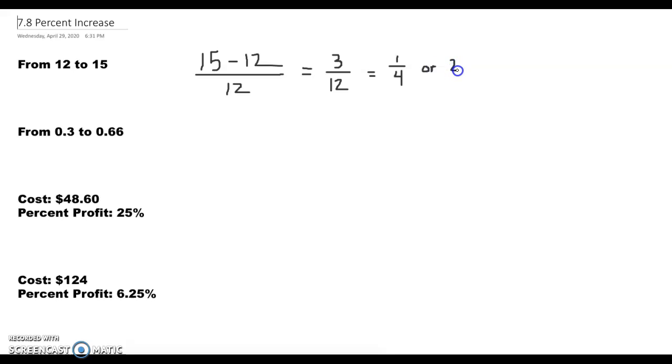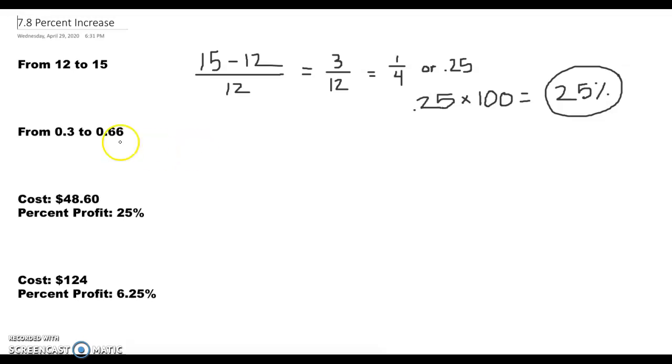So this will be 0.25. Now we're going to multiply by 100, and this now will equal 25%. And there is our answer. Next problem we have, from 0.3 to 0.66.